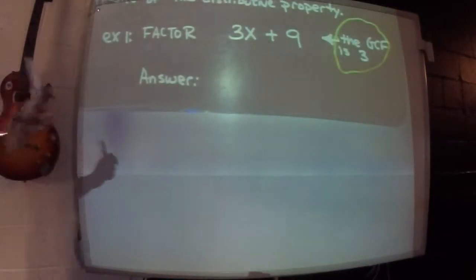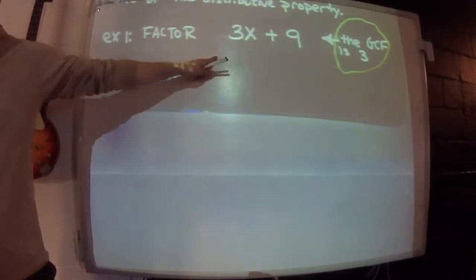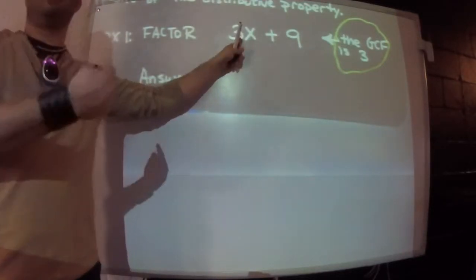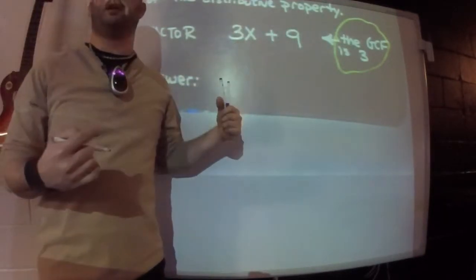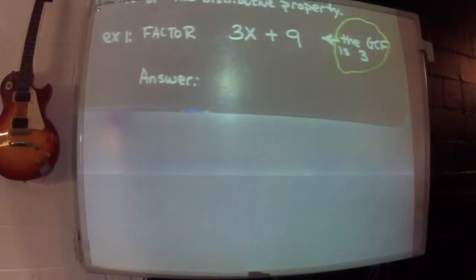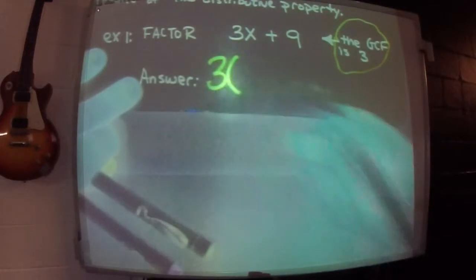But if I look at these two pieces, this one and this one, there is one integer that I could divide both of them by evenly, and that is 3. I can divide 3 by 3, and I can divide 9 by 3. So I'm going to take that 3 and put it outside of a parenthesis. Just like when you distribute, you take a 3 and put it into a parenthesis. I'm going to take a 3, undistribute it.